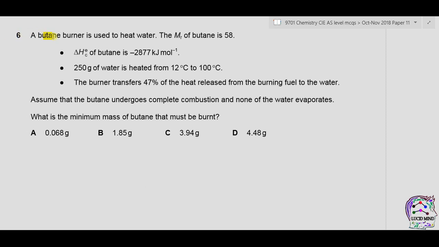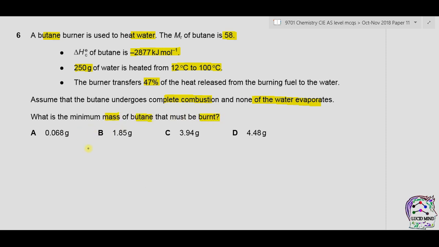Question 6. A butane burner is used to heat water. The molecular mass of butane is 58. Standard enthalpy change of combustion of butane is given. It is -2877 kilojoules per mole. 250 grams of water is heated from 12 degrees centigrade to 100 degrees centigrade. The burner transfers 47% of the heat released from the burning fuel to water. Assume that the butane undergoes complete combustion and none of the water evaporates. What is the minimum mass of butane that must be burnt?